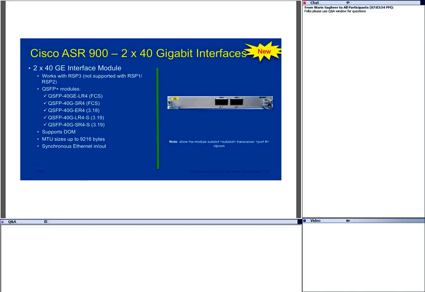Two-port 40 gig. Again, not supported on RSP1 and RSP2. It works only with RSP3. LR4 and SR4 we are shipping today, and the remaining ones, ER4, LR4, SR4, are coming out early next year and then mid next year. And there's no difference in terms of DOM, MTU size, and synchronous Ethernet. It's the same.